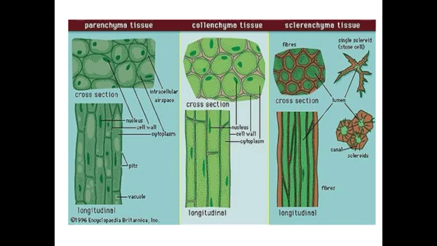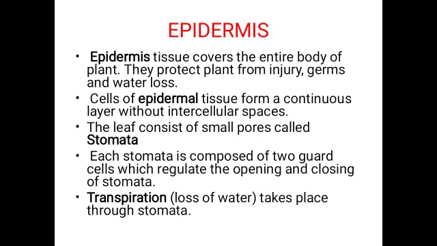Let us move to the epidermis. Epidermis tissue covers the entire body of the plant. So just think of a plant in which the whole body of the plant is covered by a thin layer, which is called the epidermis tissue. They protect the plant from injury, germs, and water loss. So this epidermis will prevent the water loss, germs attack and the injury.